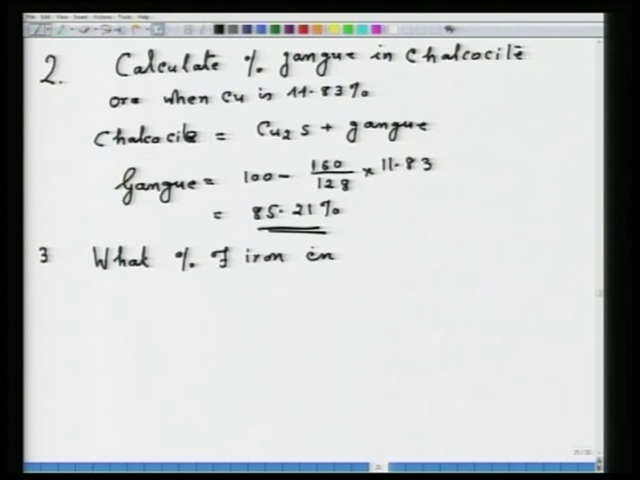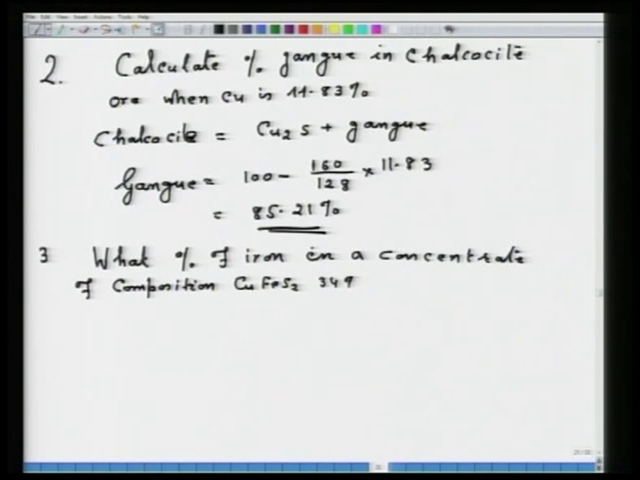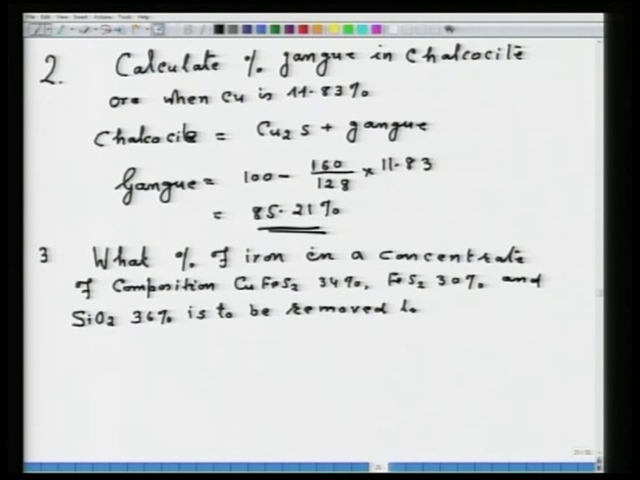in a concentrate of composition given, say CuFeS2 34%, FeS2 30% and SiO2 36%, is to be removed to make 40% matte.